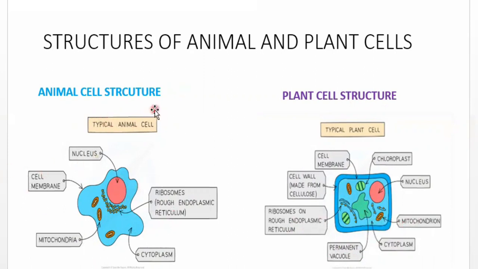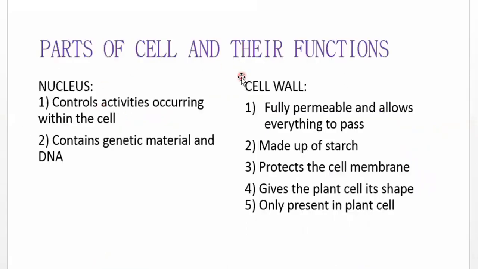Organelles, whatever you call it, okay? These are the parts of the cells with their function. First of all, nucleus, which is the main thing, which is the brain of the cell. It controls all the activities occurring within the cell. And it also contains genetic material and DNA. This is all you need to know about nucleus, and that's basically it.